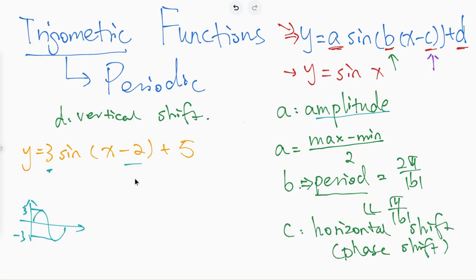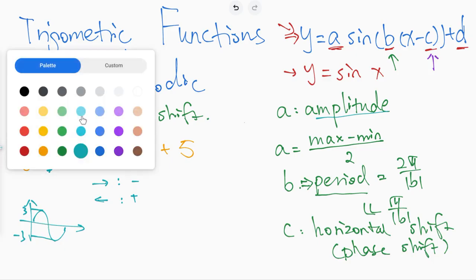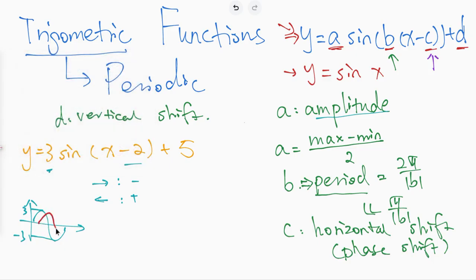Next value, negative 2. We know that this denotes a horizontal shift or a phase shift. And for a horizontal shift, if it's moving to the right, then it's a minus, and if it's moving to the left, it's a plus. Since it's a minus 2 here, it means that the whole graph is translated 2 units right, which is essentially saying it's something like this.